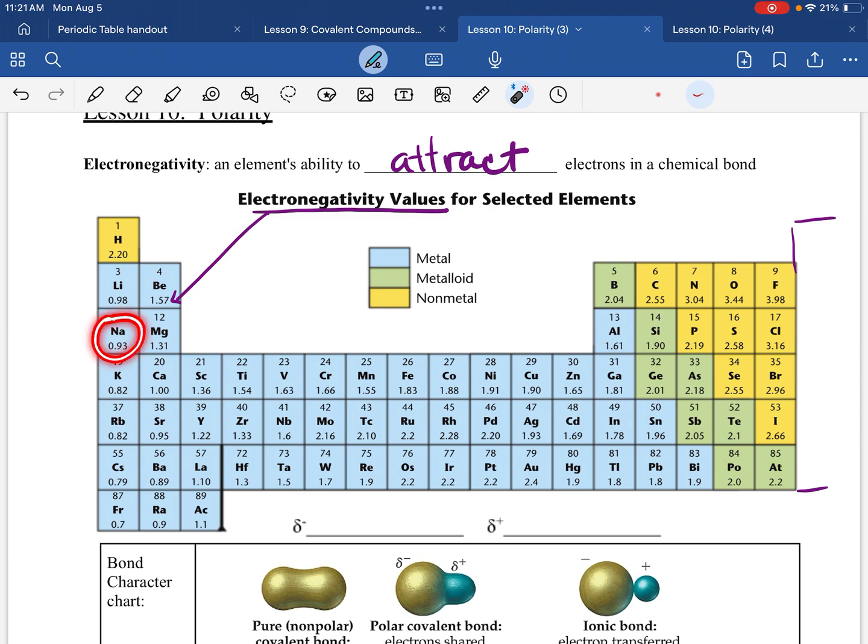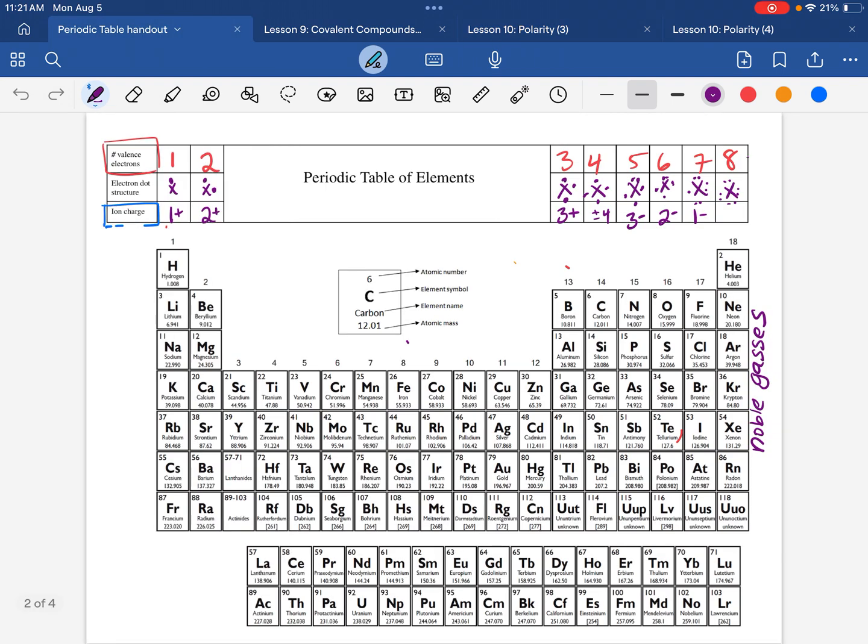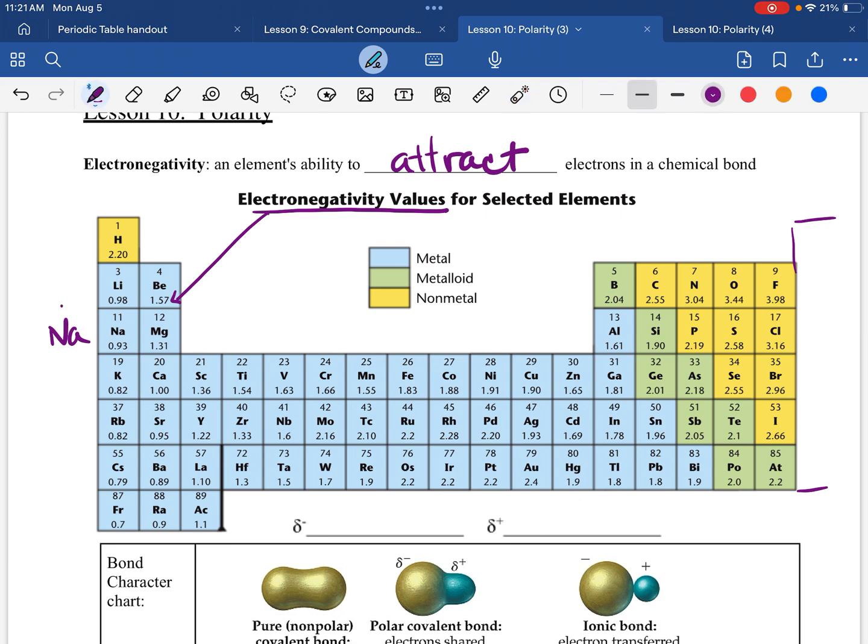So let's say we have sodium. Here's sodium right here. Because it's in group 1, we can look at our original periodic table handout and see it has one valence electron. So we're going to draw one valence electron. It would like to lose that valence electron to become Na+, because that would mean it would have a full octet of electrons in the energy level below.